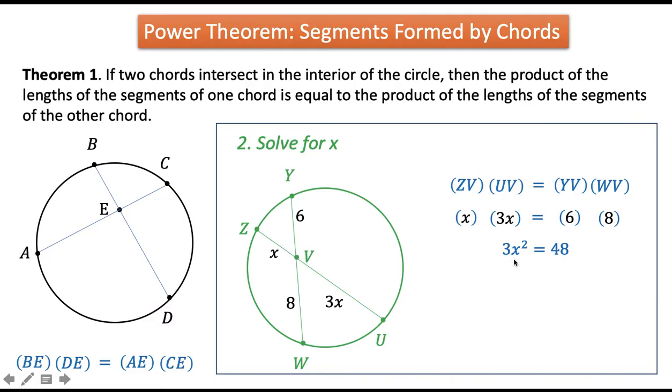Then to isolate x, let's start by dividing each side of the equation by 3. And 3 divided by 3 is 1. 1 times x squared is x squared. 48 divided by 3 is 16. Lastly, find the root of x squared and 16. So square root of x squared is x. Square root of 16, its principal root is 4. And that's the value of our x.